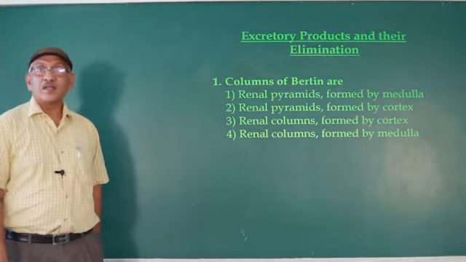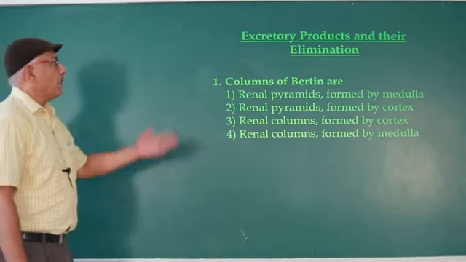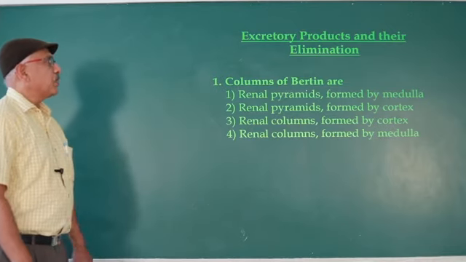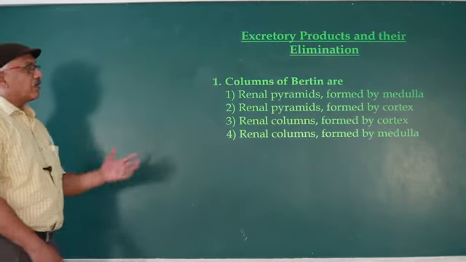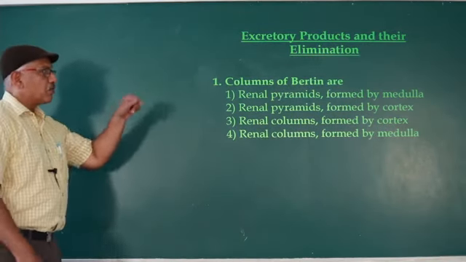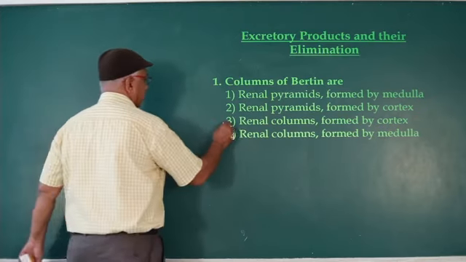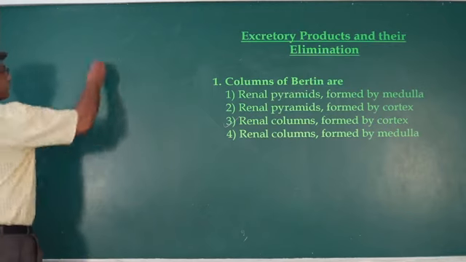Now we discuss the remaining part of excretory products and their elimination. First one is the columns of Bertin, also known as renal columns. The renal columns are formed by the cortex.